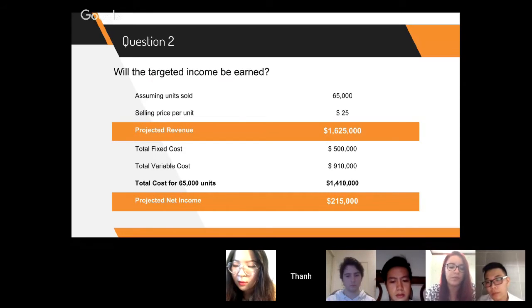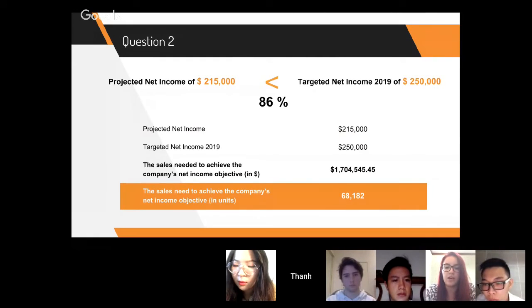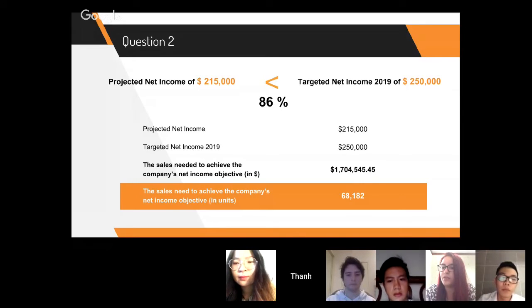In the result, the projected net income is $215,000. Remembering that the targeted net income of 2019 was $250,000, the Marathon Corporation only achieved 86% of the goal. In order to attain the desired net income, they have to sell 68,182 units, which should have sales of over $1.7 million. This would mean that the units sold have to increase by over 3,000 units.